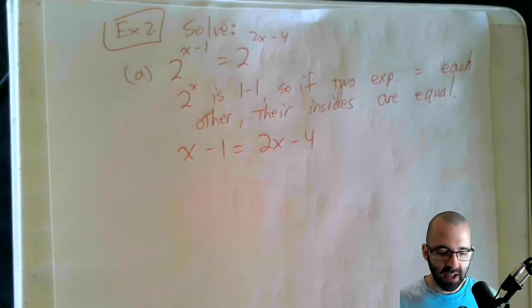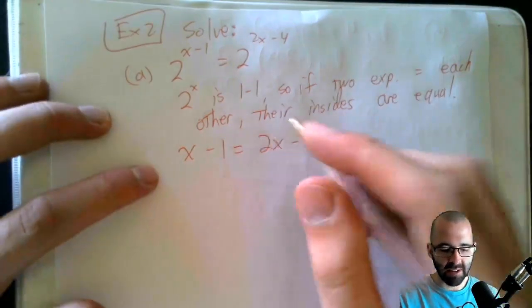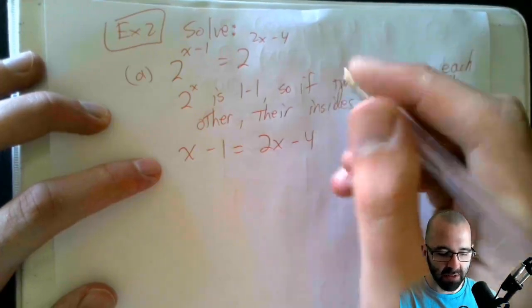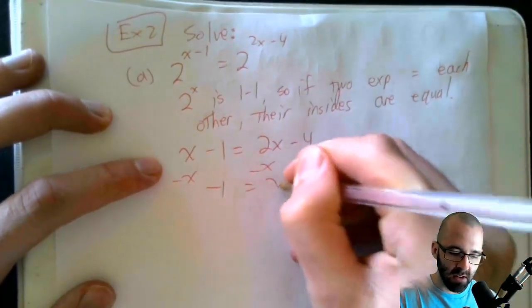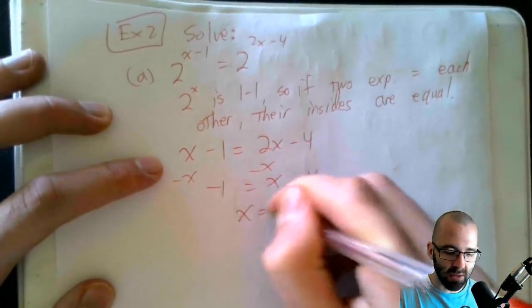All right. And again, y'all know how to solve this. We just subtract x from both sides, add a 4. Right? You get x equals 3.